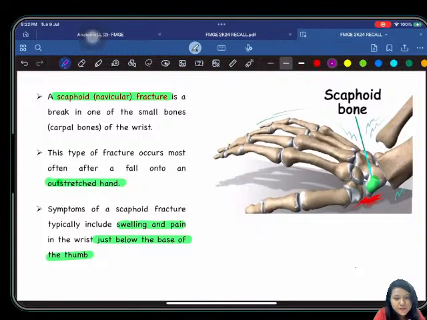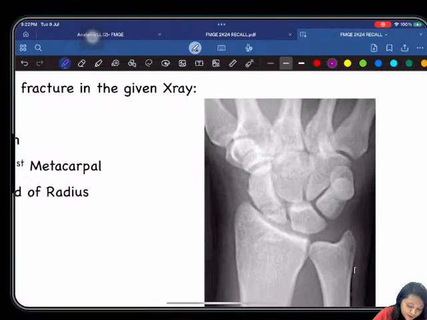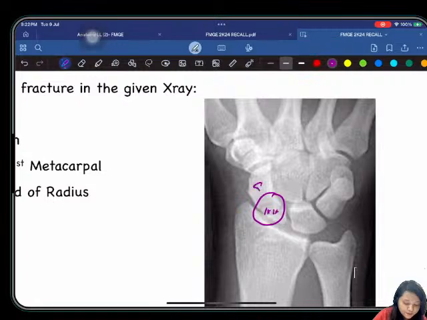The type of fracture is a navicular type of fracture, and there will be swelling and pain just below the base of the thumb. So you might next time get a question with the symptoms as well. So the answer here will be, here you can see there is a fracture in the scaphoid. This is the scaphoid bone.